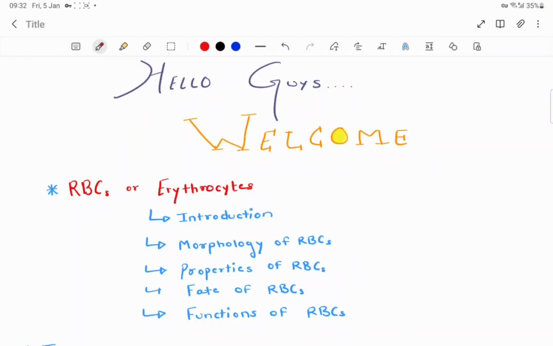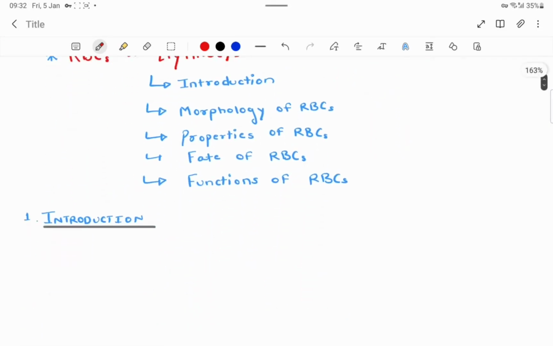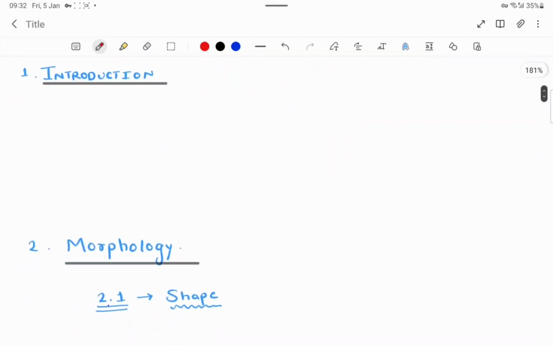In this video, we are going to study regarding red blood cells. We'll talk about its introduction, morphology, properties, fate and lifespan, and function of RBC. So let's get started with the first one, that is introduction of red blood cell.